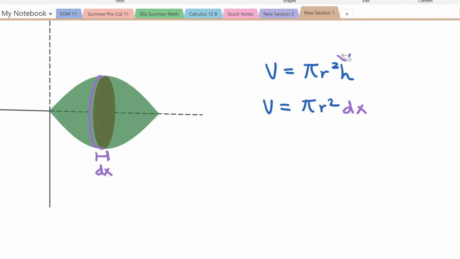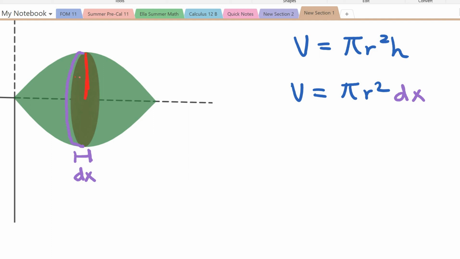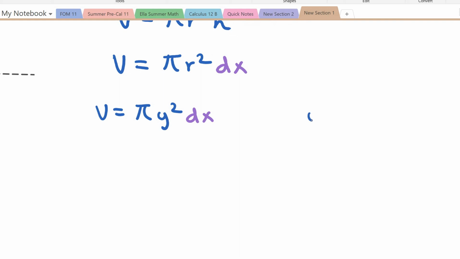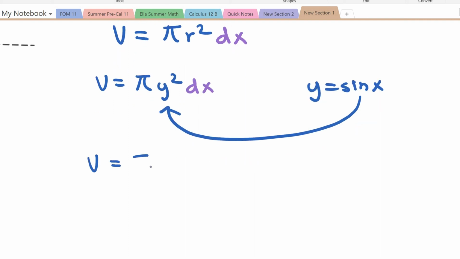Okay, once I have my height there, let's take a look at the radius. This right here, that's my radius. And if I think about that from top to bottom, that's just the y height. So now my y will represent my radius. Let's go ahead and update my formula one more time. This is going to be volume equals pi times y squared times dx. And remember, what does y equal? Well, in the original problem, y equals sine x. So now sine x will replace the y. So volume equals pi times bracket sine x all to the power 2 times dx.